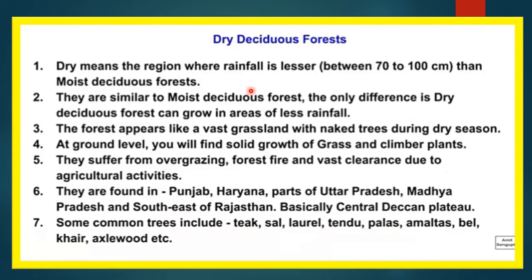At the ground we find solid growth of grass and climber plants, and they suffer from overgrazing, forest fires, and clearance due to agriculture activities like growing of crops. They are found in Punjab, Haryana, parts of Uttar Pradesh, Madhya Pradesh, southeast of Rajasthan, basically the central Deccan Plateau. Some of the common trees we see, again the same: teak, sal, laurel, tendu, palash, amalthus, bale, kher, and axle wood.